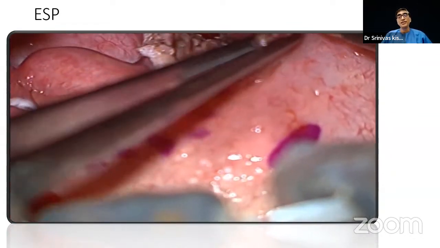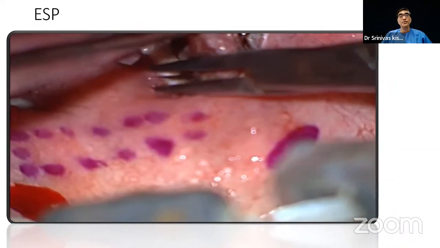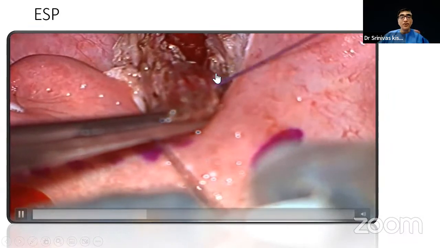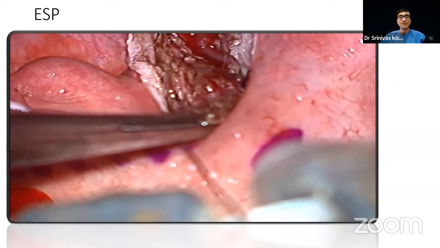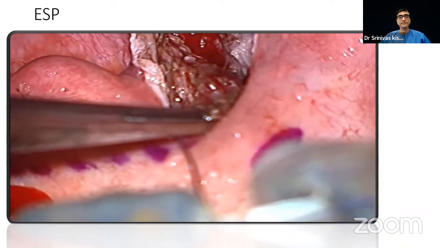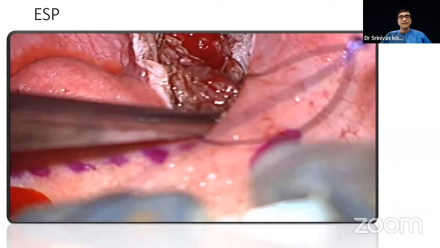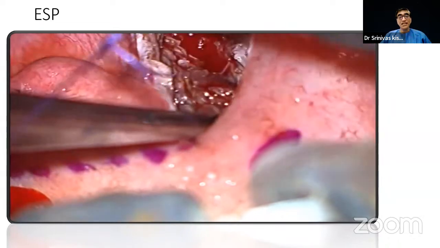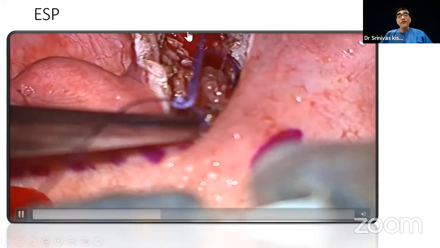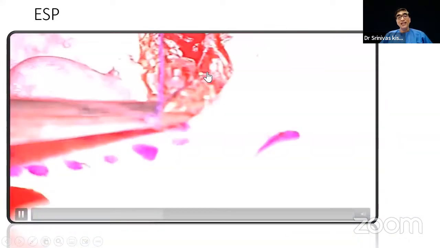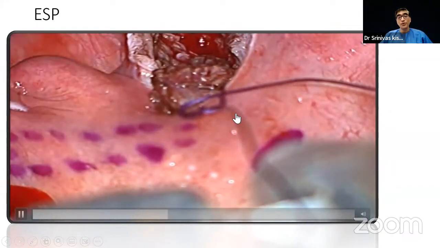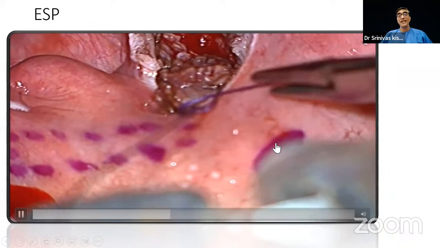Now you take a 2-0 Vicryl and you take a tendon stitch. Once you do a tendon stitch, you bunch up all those muscles together, and now all those muscle fibers will not tear. Now, where you will cut the muscle tendon will depend upon the distance over which you want to transpose this particular muscle. So let me explain this.